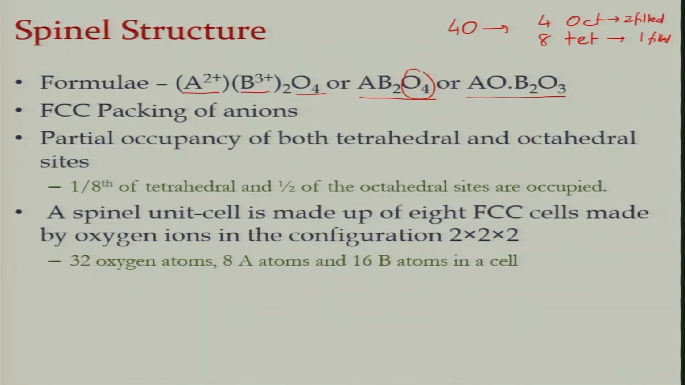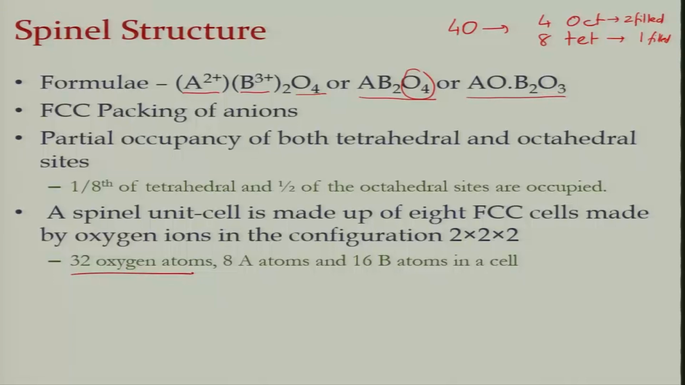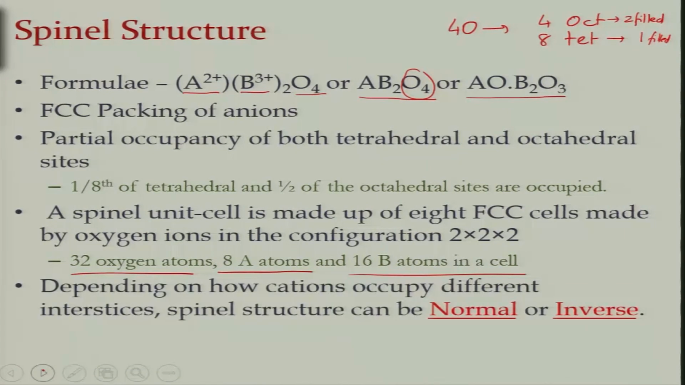So basically what happens is that in a spinel unit cell, essentially you have 8 FCC unit cells. So you have 4 unit cells at the bottom, 4 unit cells at the top. So 8 into 4 will make 32 oxygen atoms. So for 32 oxygen atoms you will have 8 A atoms and 16 B atoms in the unit cell. This is how the unit cell looks like basically for a spinel structure. And then depending upon how cations occupy different interstices, whether tetrahedral or octahedral, the structure may be called as normal or inverse, and we will look at both the examples in a short while.